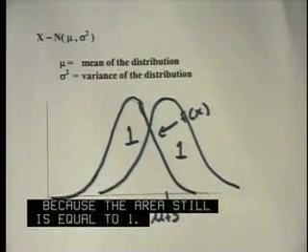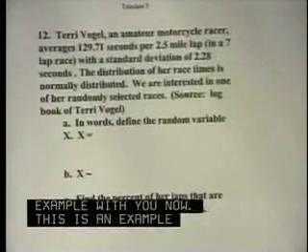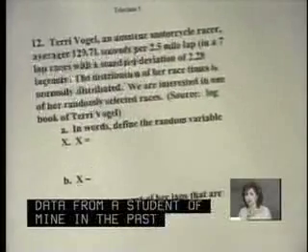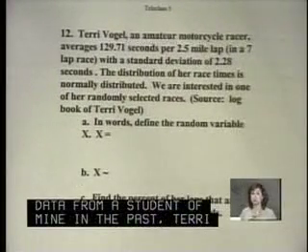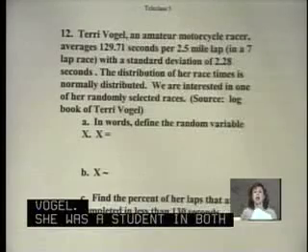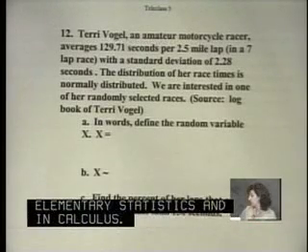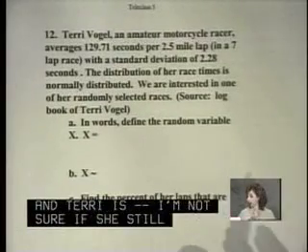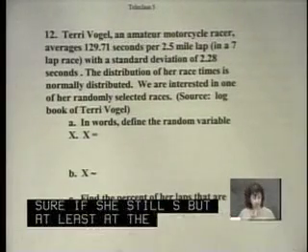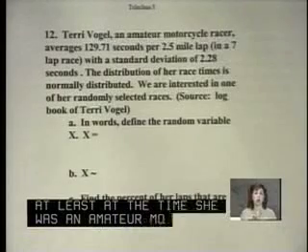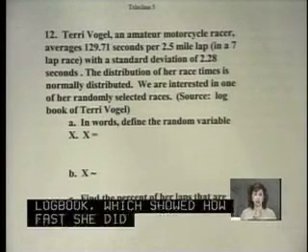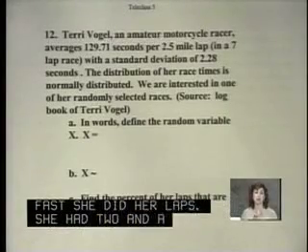Well, I'm going to do an example with you now. This is an example of data from a student of mine in the past, Terry Vogel. She was a student of mine in both elementary statistics and in calculus. And Terry is, or at least she was at the time, an amateur motorcycle racer. And she shared with me her logbook, which showed how fast she did her laps. She had 2.5-mile laps in a 7-lap race.